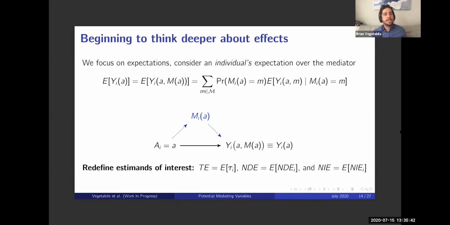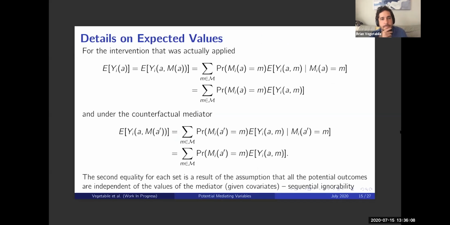So by changing this focus, you can look at these expectations of potential outcomes for an individual and then integrate over the path of the mediator. And so you can condition on the potential mediator and do a weighted average of these to get to the expectation of this potential outcome within an individual, and then redefine individual treatment effects as being functions of these expectations. And you can do this both for the potential outcomes that we can observe and the counterfactual potential outcomes.